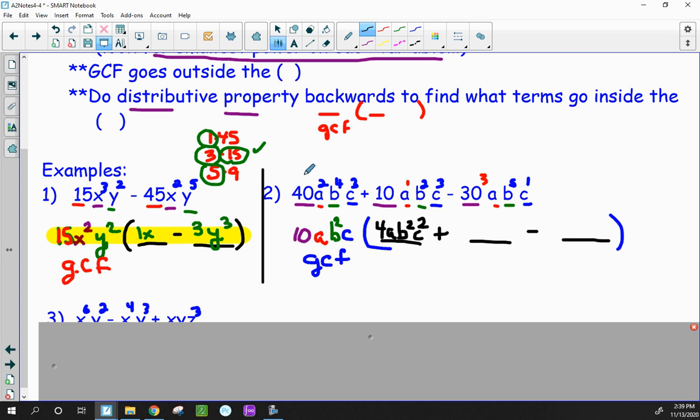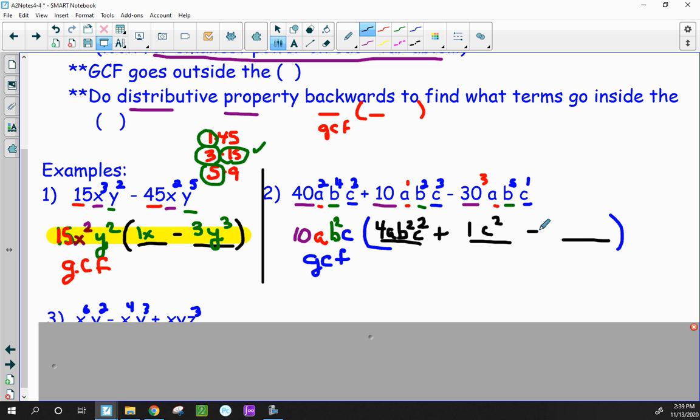Next, 10 times something is 10. That would be 1. A times something is a. I have the same amount I need for the A's, so I do not need another one. B to the second is what I have. I need b to the second. I do not need another one. C is what I have right now. I'm supposed to get c to the third, so I need c to the second on the inside. Again, adding powers when you multiply.